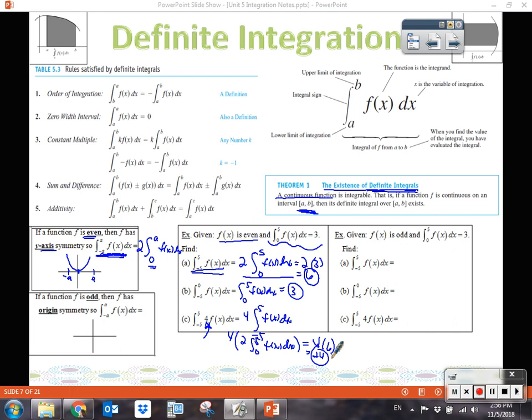So we also have a special case with odd functions. An example of that would be y equals x cubed. That's an odd function. In order to understand this one, we're going to have to talk about the sign of area. So we know area can't be negative. I mean, area is a thing, right? Like distance can't be negative.